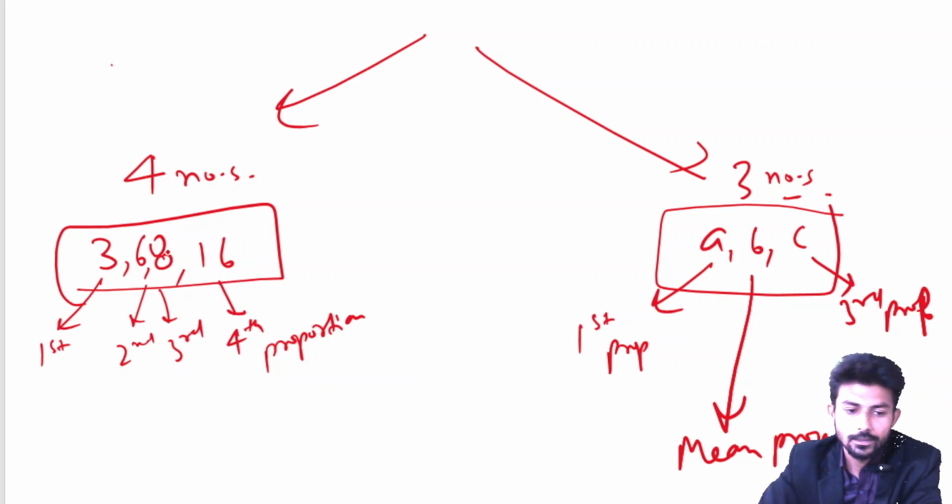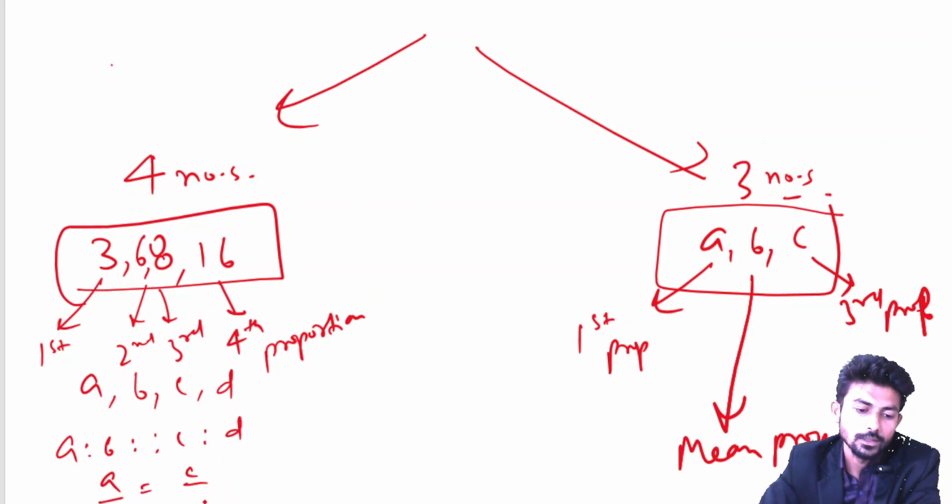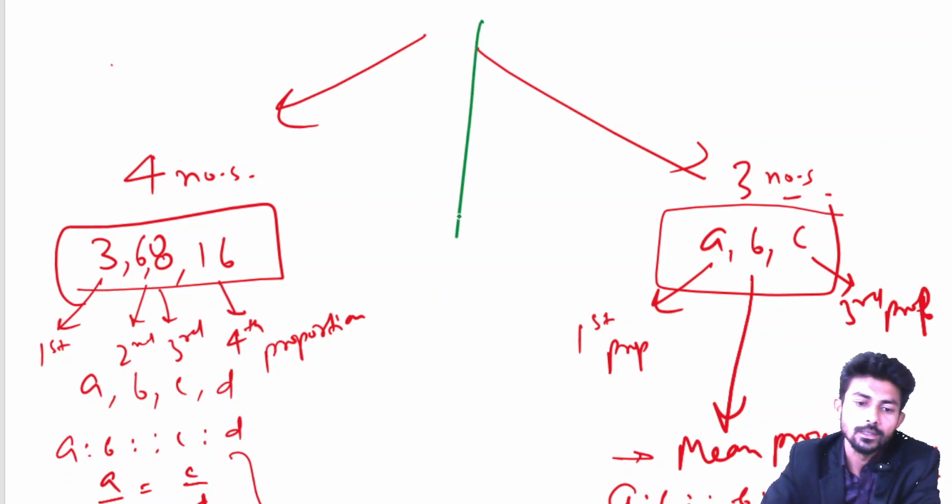So what we have learned is that for four numbers in terms of A, B, C, D, they will be A ratio B proportionate to C ratio D, and they can be written like this. And for the mean proportion, it will be written like A ratio B proportionate to B ratio C. If we write it like this, we'll write A by B is equivalent to B by C. And if I do cross multiplication here, then I will get AD is equivalent to BC.